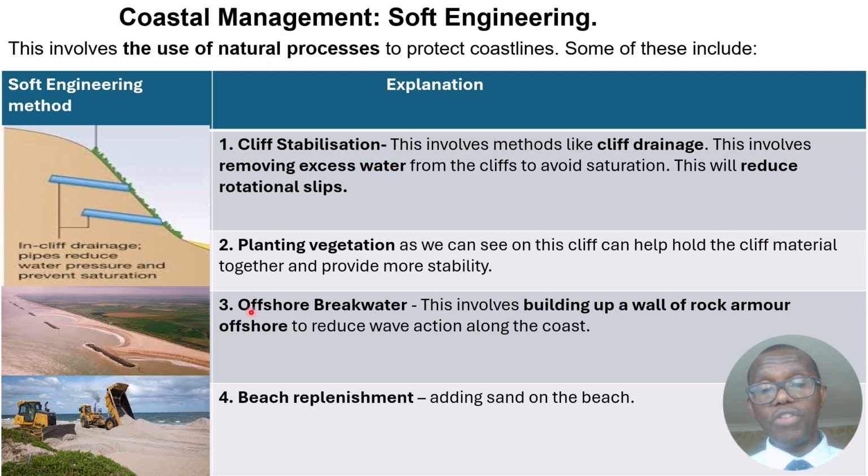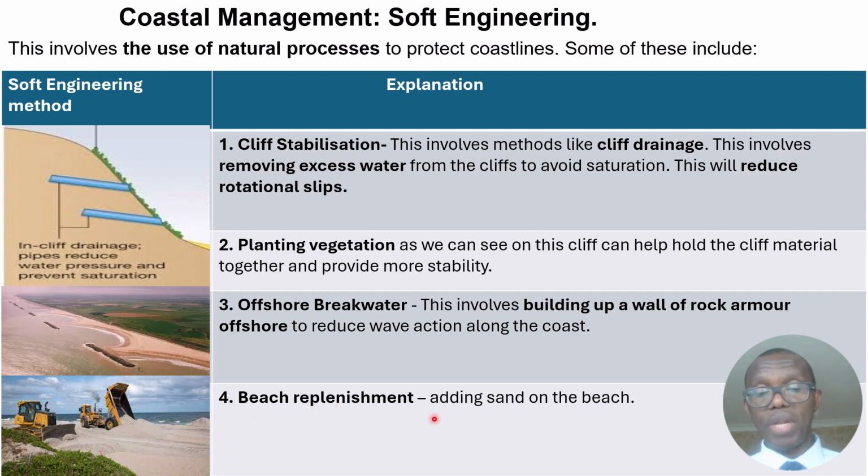Then we have offshore breakwaters, which you can see out here. So this here will involve the building of walls of rock armor that are offshore. And these will reduce wave action along that particular coastline, because as you can see here, you have an accumulation of material right here. But if this offshore breakwater was not here, this sand here would not have accumulated, and the entire area here would be a lot more susceptible to coastal erosion.